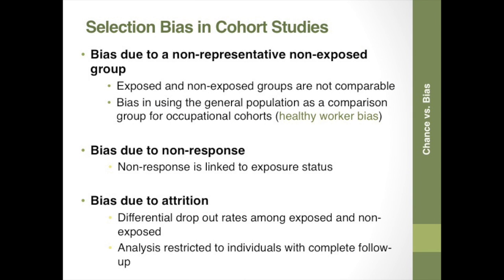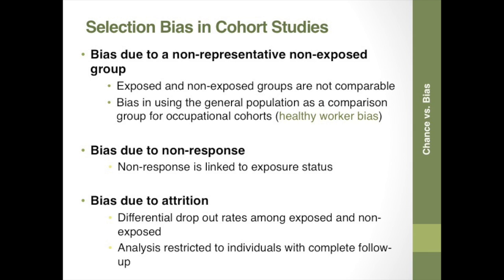A key question about selection bias in cohort studies is whether, aside from the exposure status, the exposed and non-exposed groups were comparable. So, a bias due to a non-representative non-exposed group can occur, for example, using the general population as comparison group for an occupational cohort study. There might be other bias related with non-response, for example, if non-response is linked to exposure status, such as smokers being less likely to respond in a study about smoking and lung cancer.